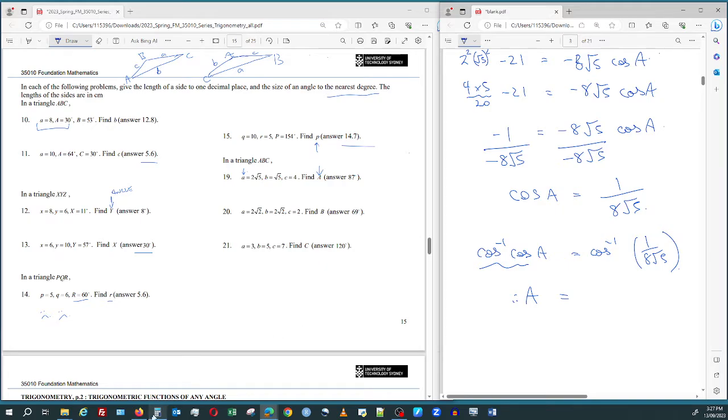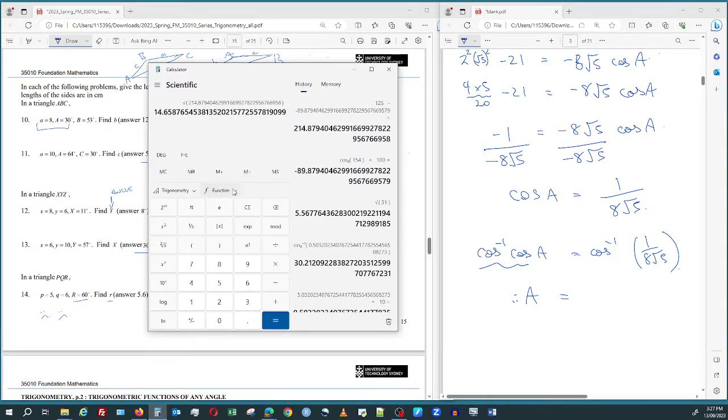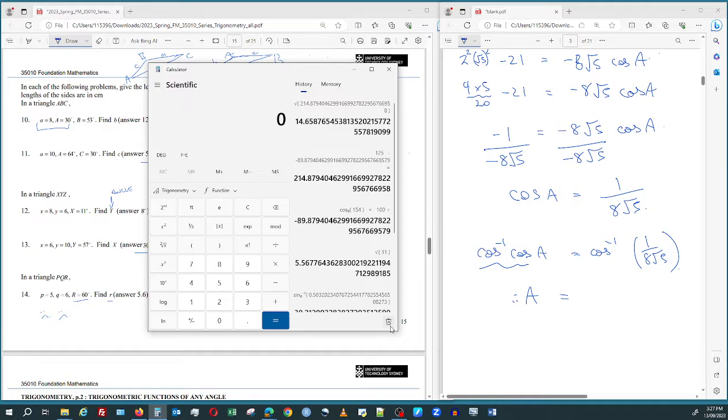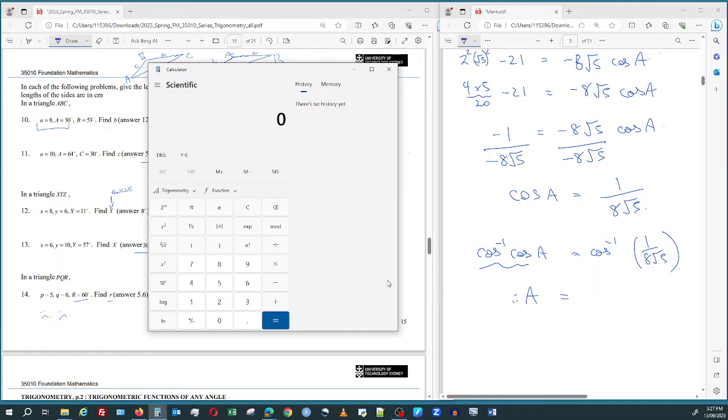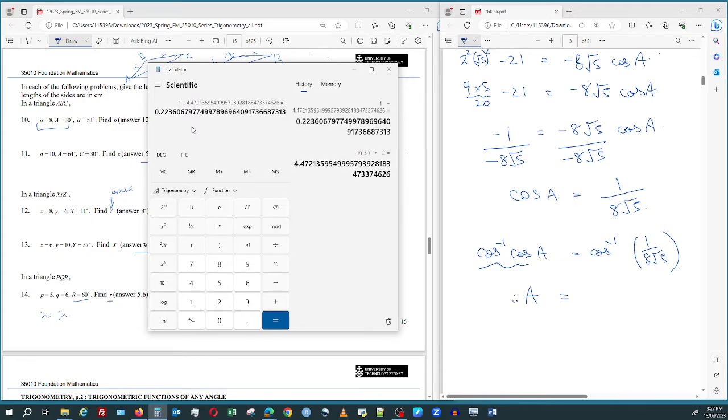So let's do it on the calculator. So I'm going to clear all this away. So 8 root 5, so we'll go 5 root times 2 is equal to, we'll just pop that in the memory and go 1 divide by memory recall equals, so that's our cos. So cos to the minus 1 is this one, so we get 77.